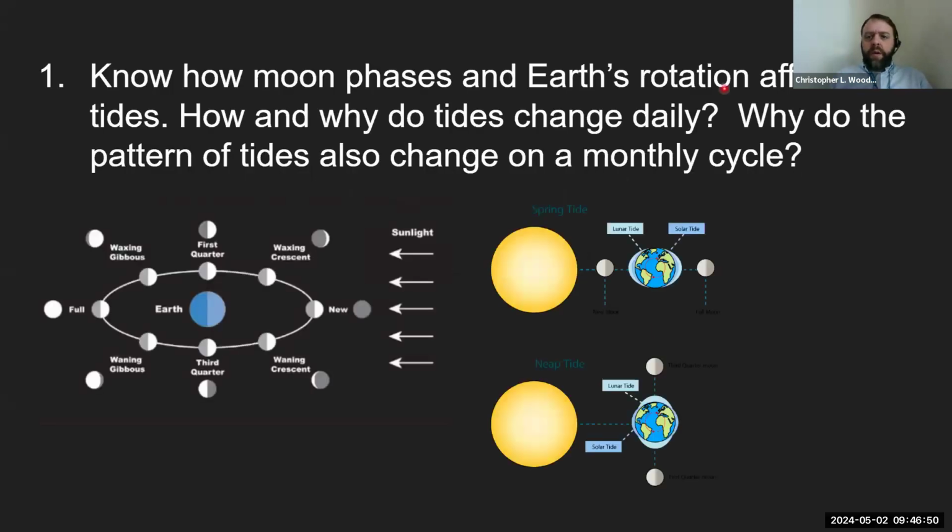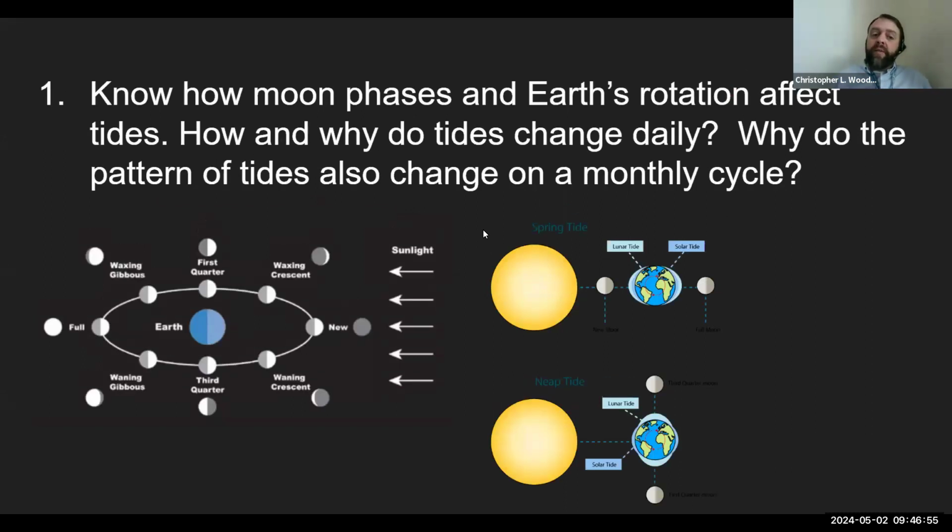First one. Know how moon phases and Earth's rotation affect tides. How and why do tides change daily? Why does the pattern of tides also change on a monthly cycle?